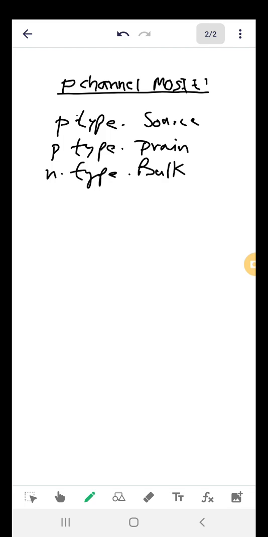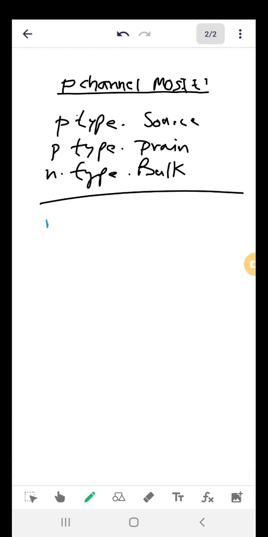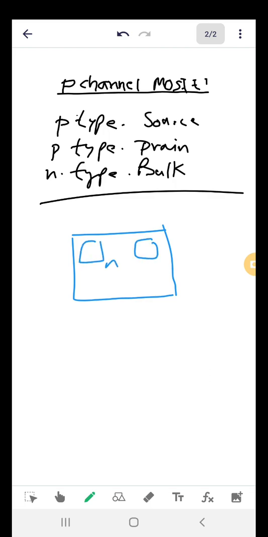Now, if there is an N-type MOSFET, so basically it looks something like this. So for the P-type MOSFET, you have a bulk N-type, and you have basically two P-types, and you have an oxide layer. Sorry, this is how a P-type channel looks like. It will be opposite if we have an N-type MOSFET.